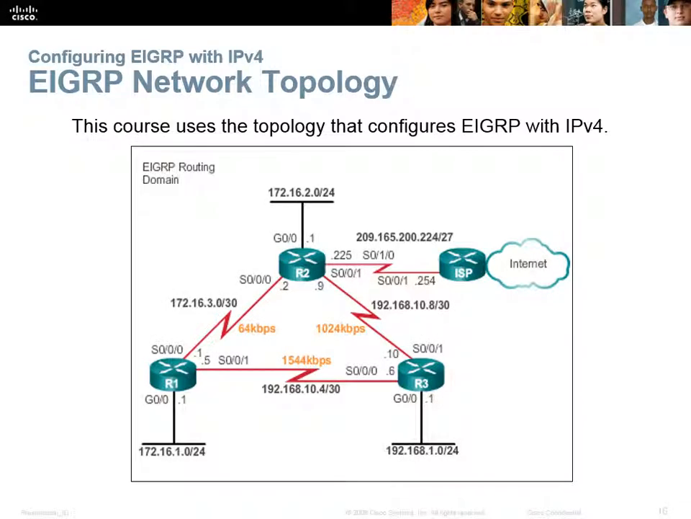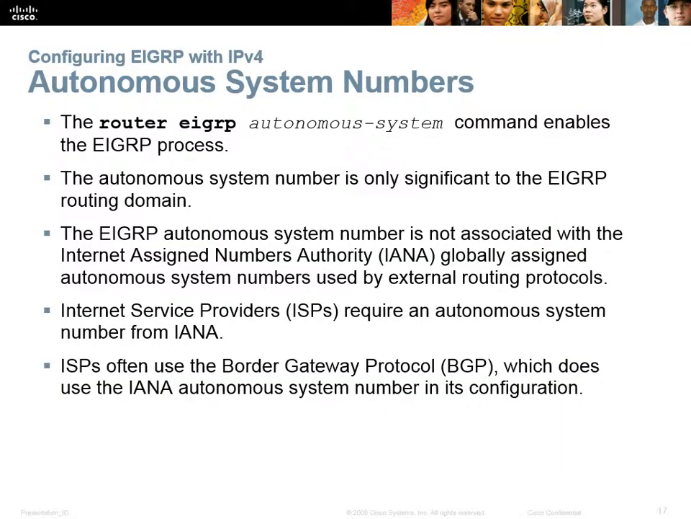Okay, now we're going to talk a little bit about how to configure IPv4 EIGRP. All you have to do is give it an autonomous system number. The autonomous system number is given to you by the IANA. The IANA is responsible for all the addressing, and there are only 65,535 autonomous system numbers available. Before you can use EIGRP, you must get your own from IANA. Okay?